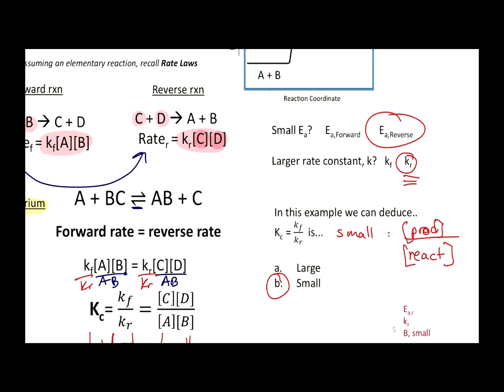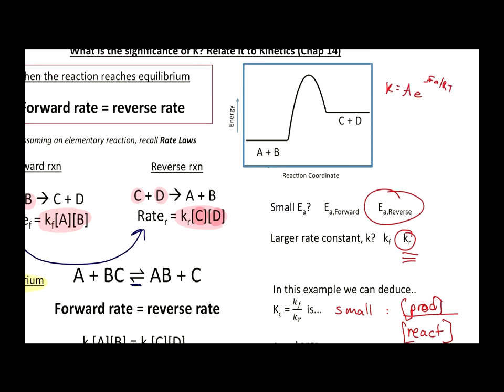Think about it. You said K is small. How do you get a small number? Do you put a big number in the top or the bottom? The bottom, yes. If you put a big number in the numerator or denominator, you get a small number. So, do we have more products or reactants at equilibrium? Reactants, yes. That's how we were able to get all that information from just this graph.